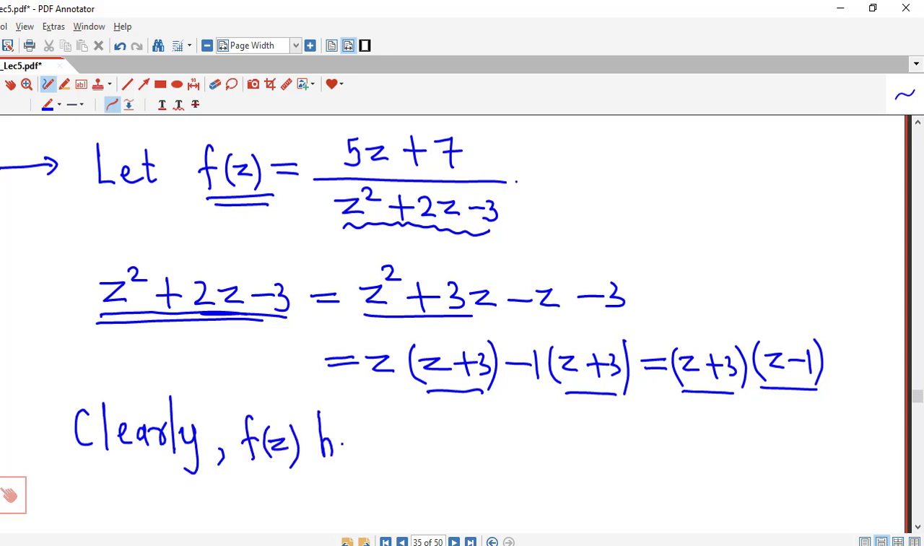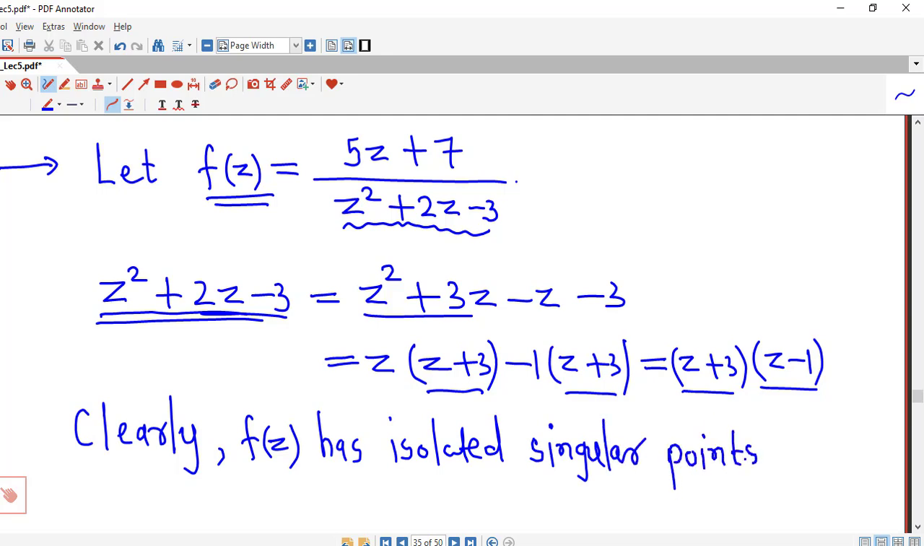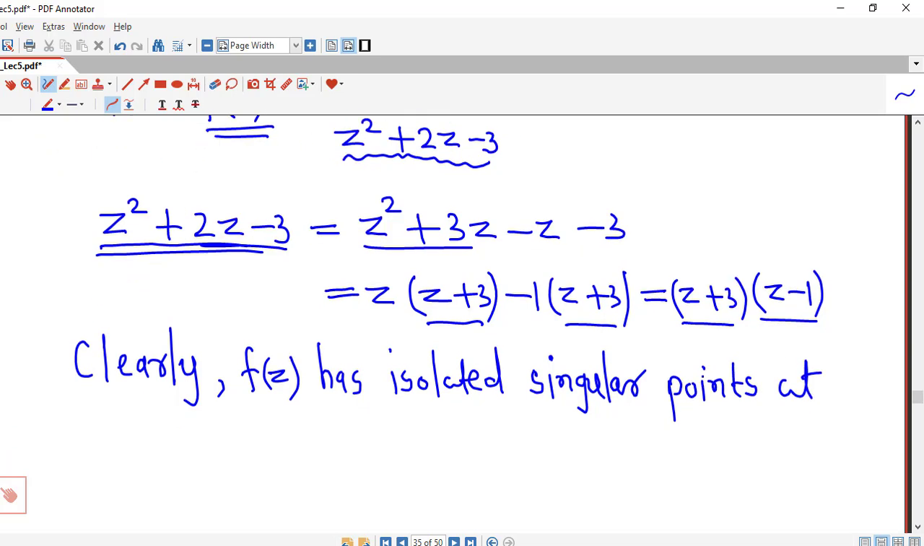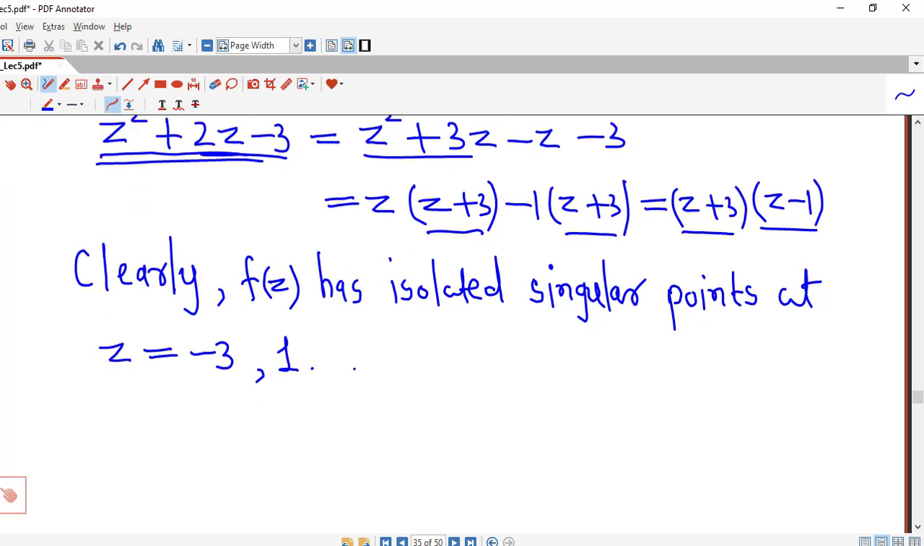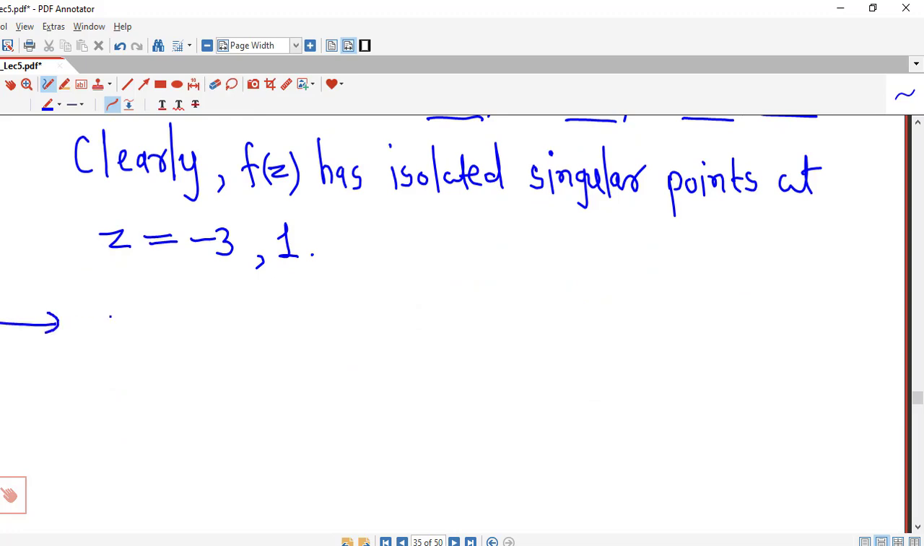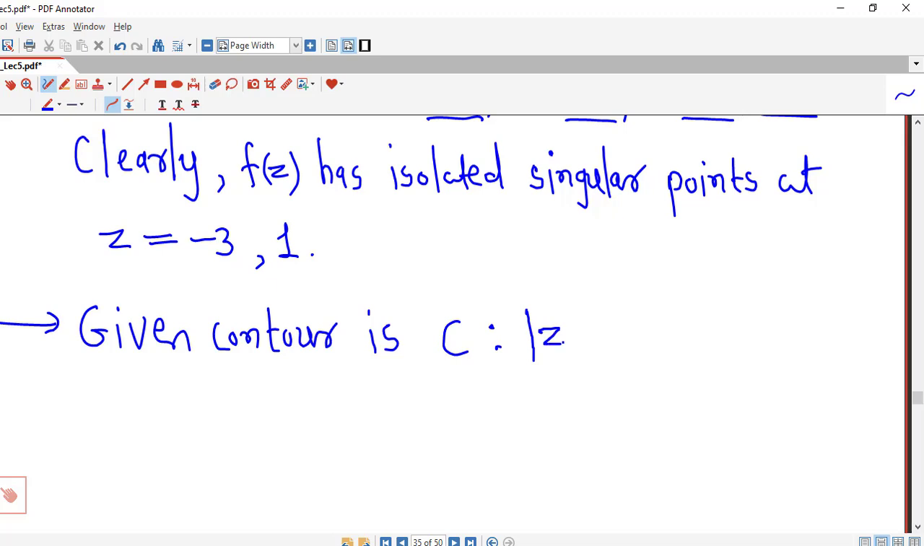So we can write clearly f of z has isolated singular points at z equal to minus 3 and z equal to 1. Now we concentrate on the given simple closed contour. Given contour is a circle with center z equal to 2 and radius is also 2.